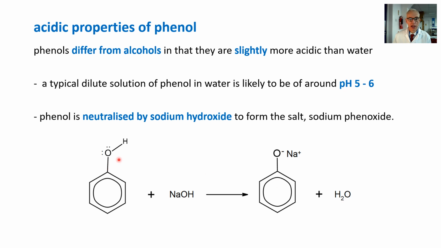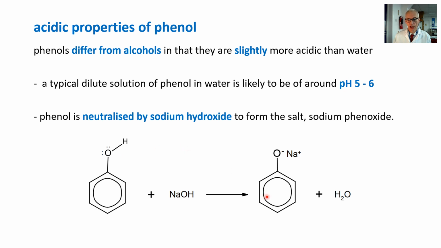this case. Now, it's this bond here, the oxygen-hydrogen bond, that is acidic. It is this bond that is broken. The hydrogens present in the benzene ring are not acidic. It's purely the hydrogen here of the hydroxyl group. So we would say phenol is monobasic.